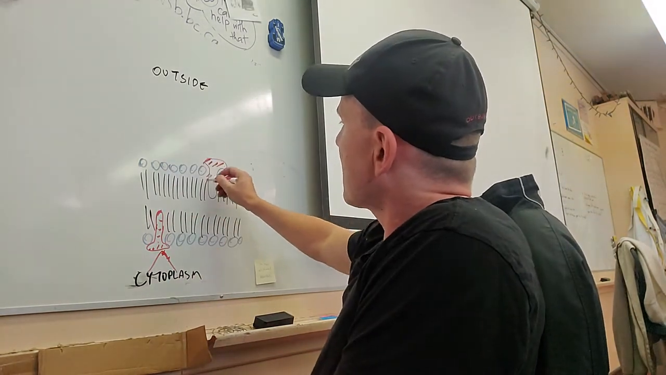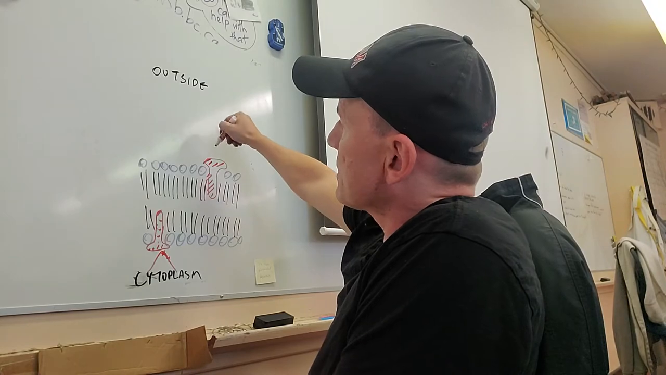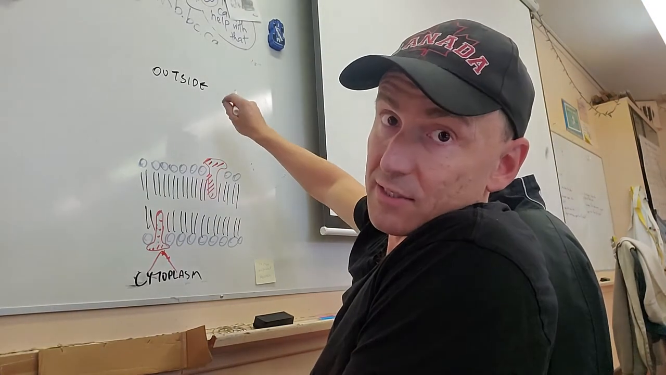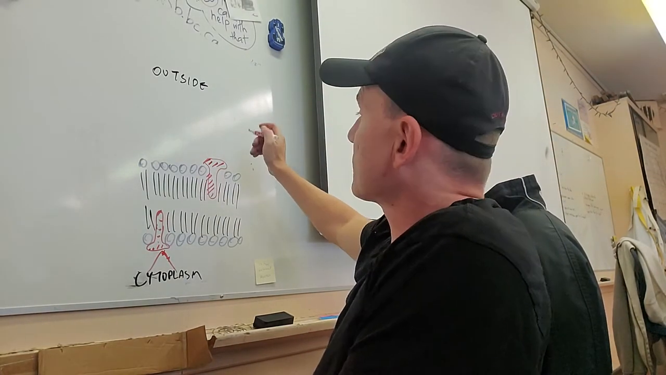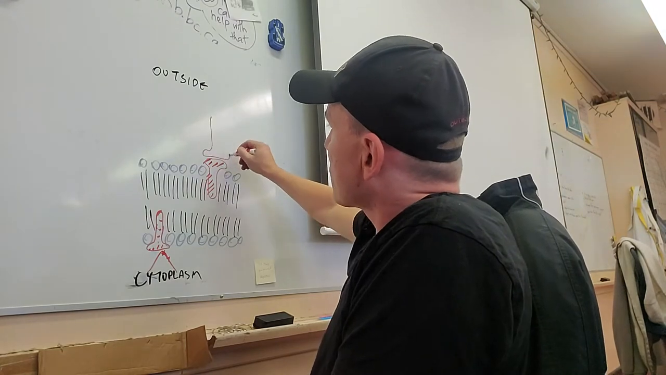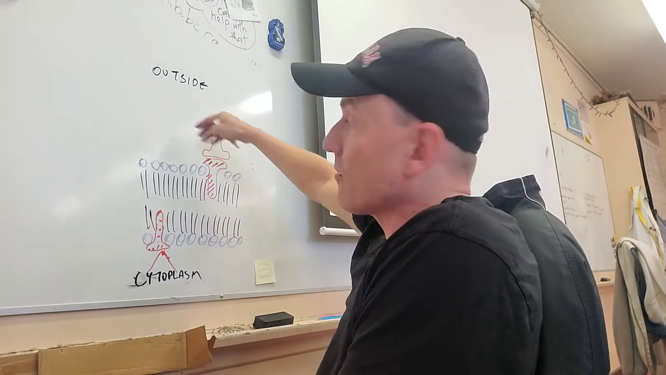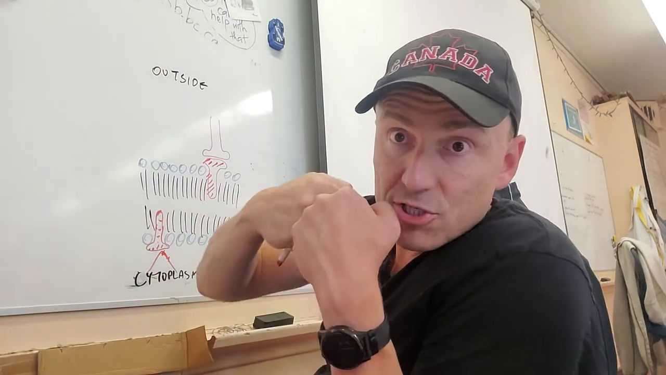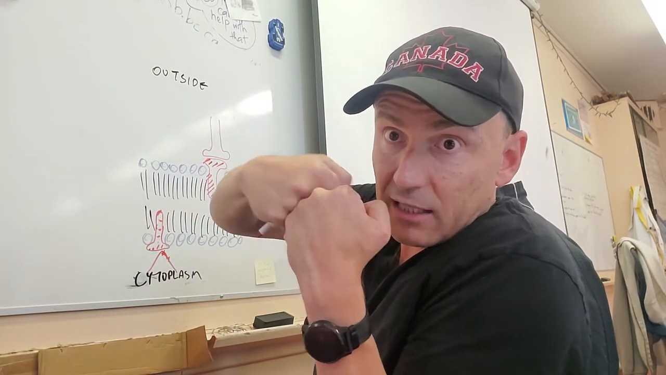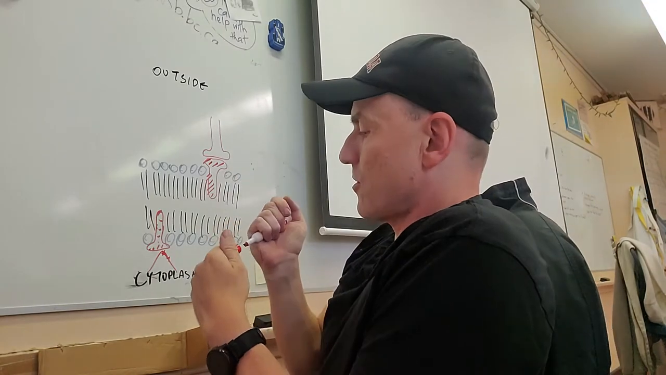Out here, these proteins can detect things that are outside of the cell and interact with them. These might also interact with other cells. So there might be another protein here, and they link, they merge two cells together. So these cells are held together by these peripheral proteins.